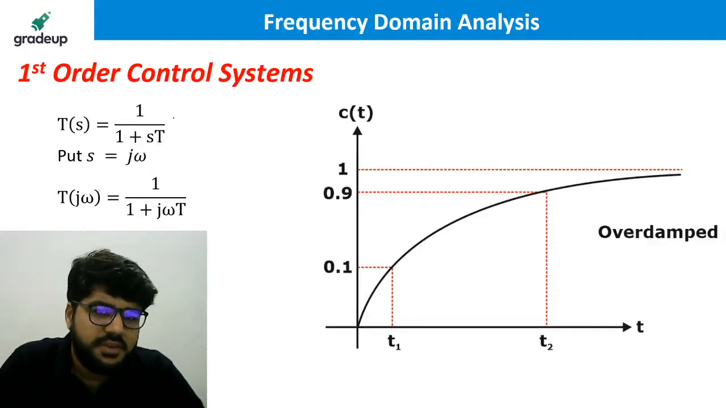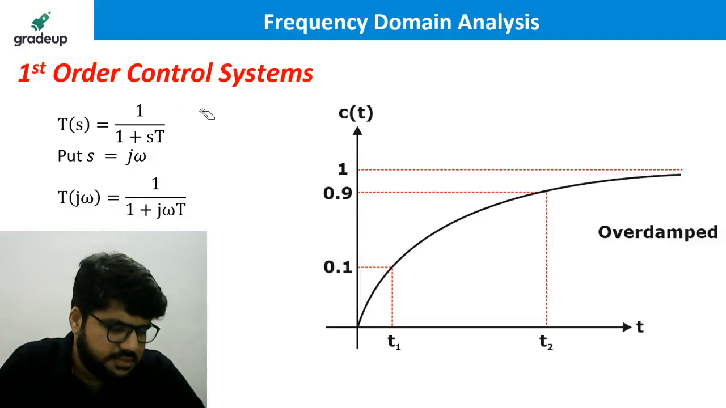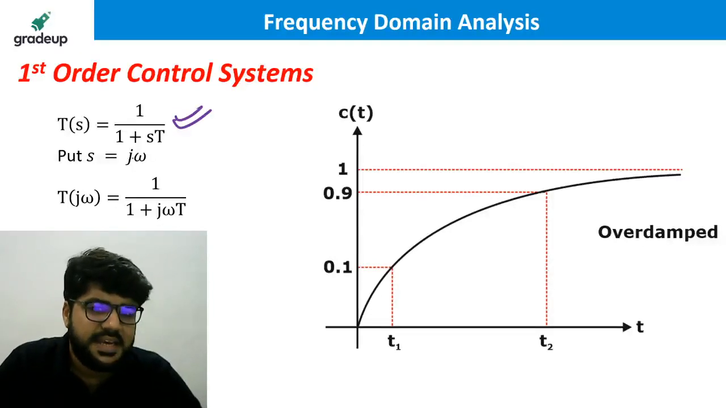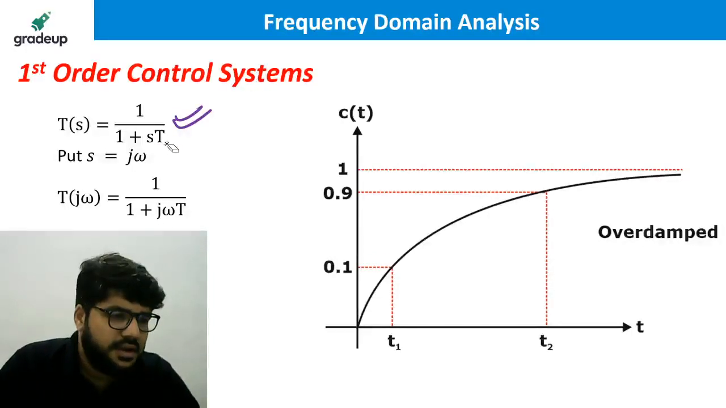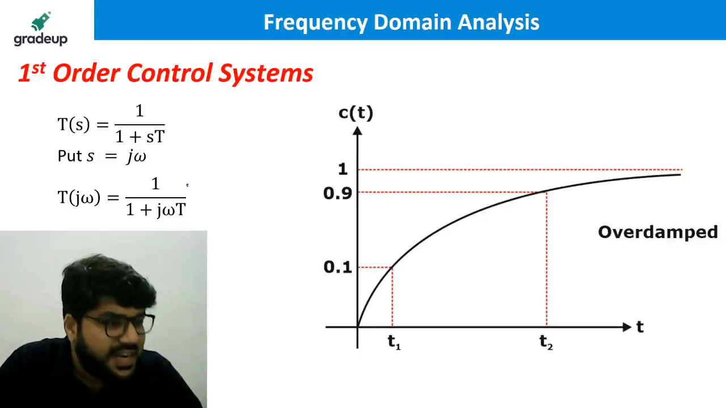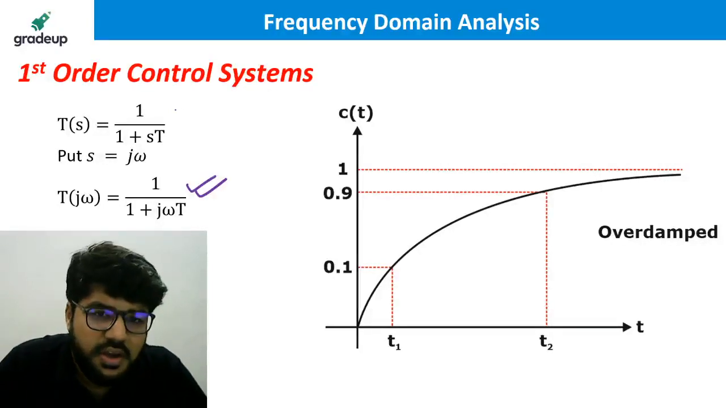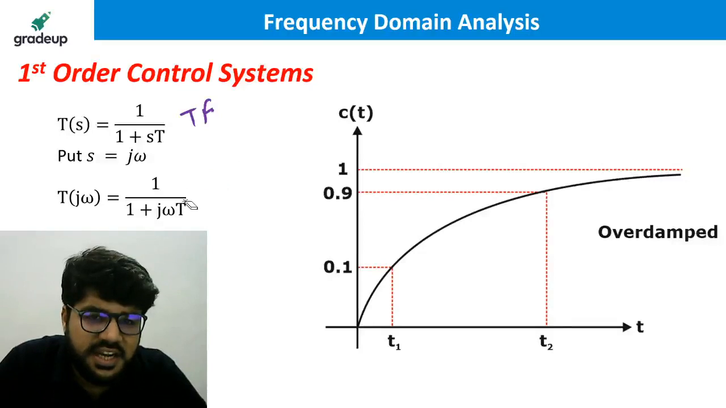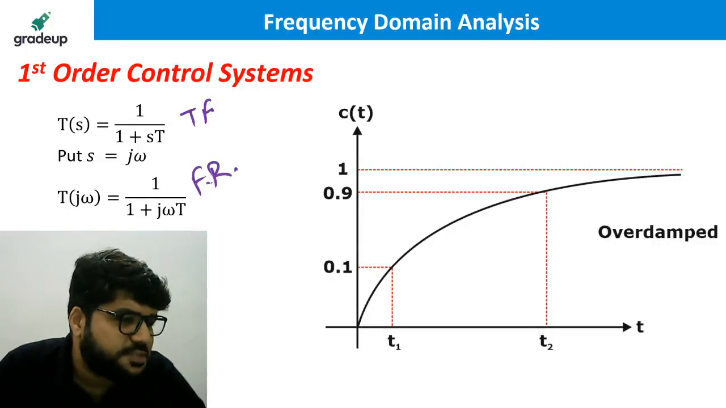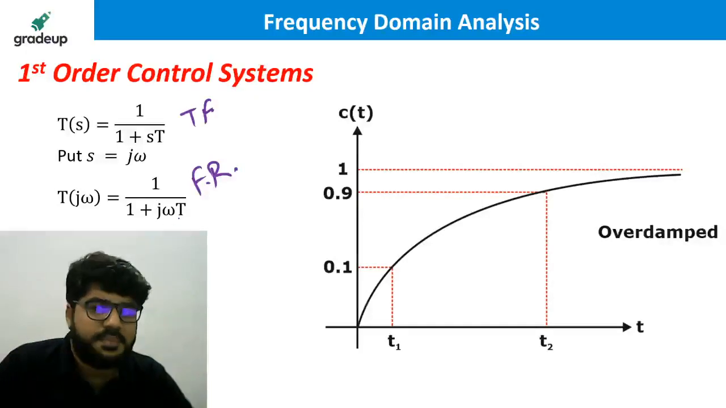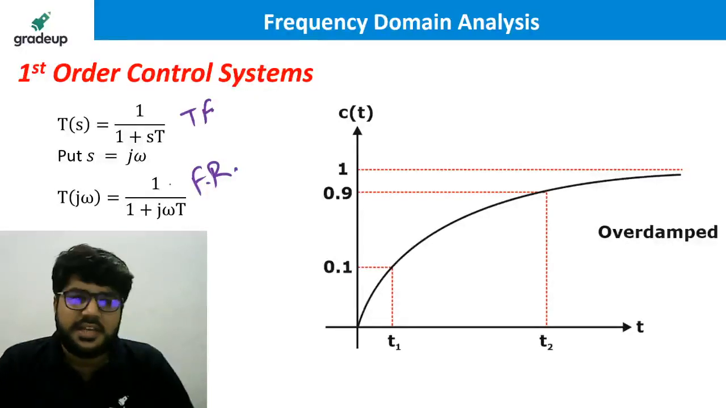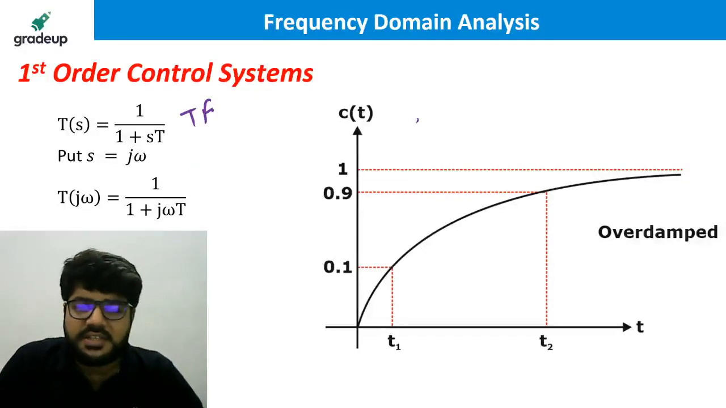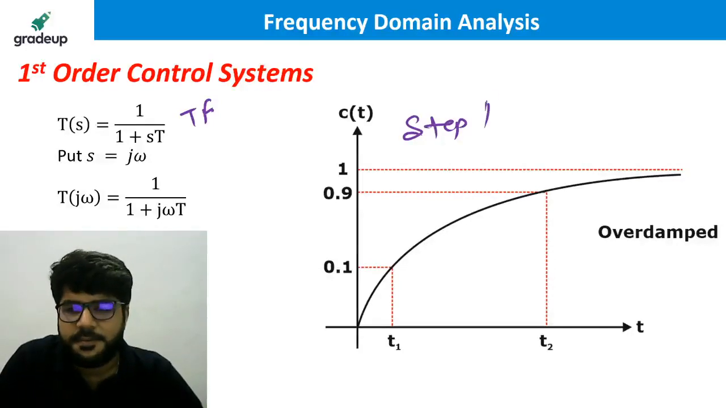First order control system we have learned, the transfer function is 1 upon 1 plus sT. Put s equal to j omega, so you get the frequency domain function first of all. This is the transfer function, and what we have defined the second one is the FR, frequency response of the system, 1 upon 1 plus j omega T. The step response of the system is already observed earlier.